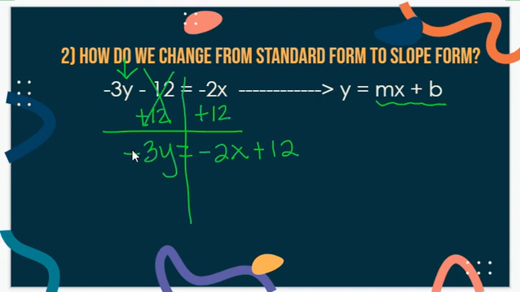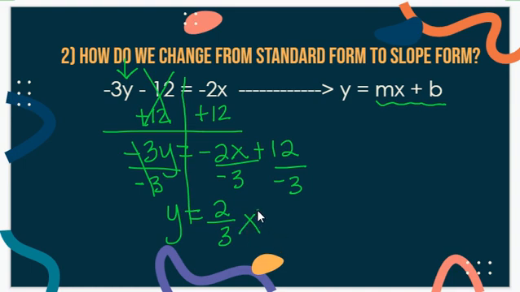Now I'm still not finished because I need to get rid of this negative 3 that's in front of this y. This means negative 3 times y. So we're going to undo that by dividing by negative 3. Everything on this side has to be divided by negative 3 as well. Negative 3 divided by negative 3 leaves me with 1y. Bring it down. Negative 2x divided by negative 3: negative divided by negative is positive, so it simplifies to a positive 2/3 x.